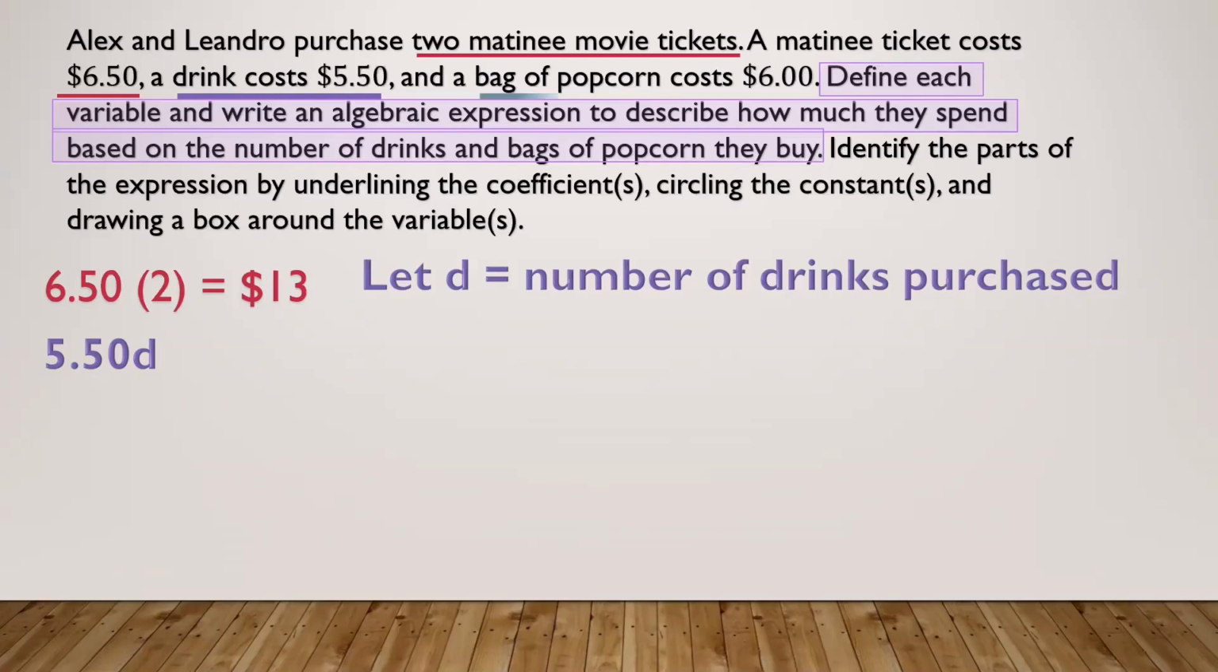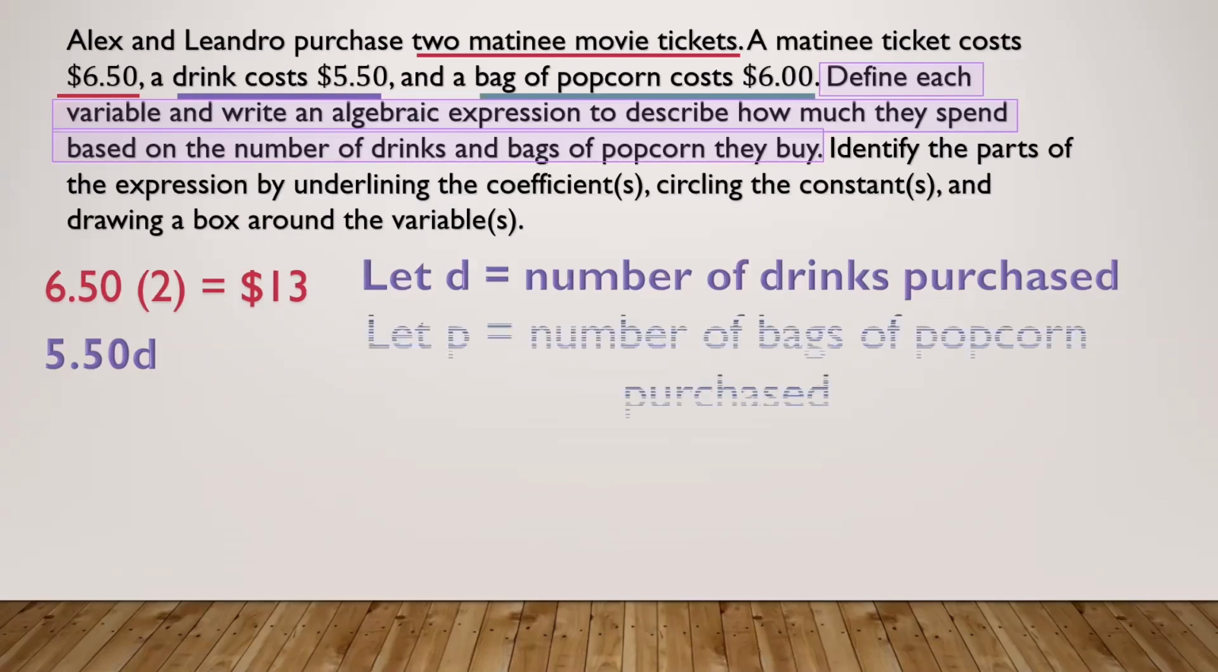Well, what else did they spend possibly? They probably spent money on popcorn. You go to a movie, you're going to buy popcorn. Do we know how much popcorn they bought? They could have bought 1 to share. They could have bought 2. They could have bought something for a friend that they met there. So we don't know the number of bags of popcorn purchased. So I'm going to say P is the number of bags of popcorn.